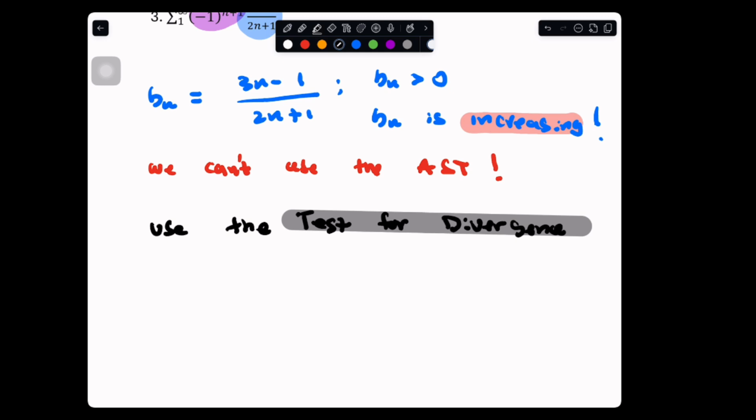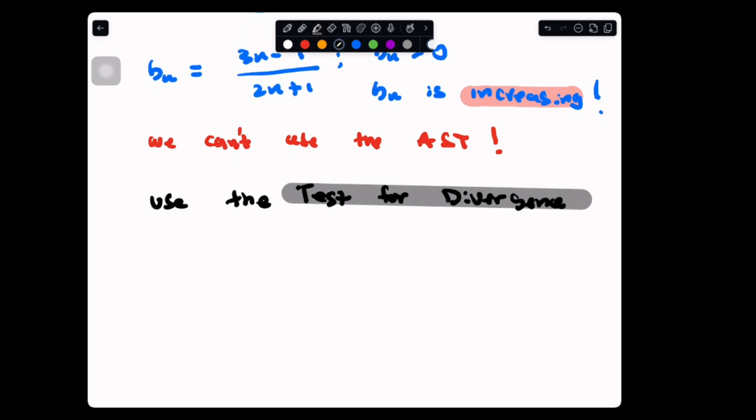This one is big. I've toyed with the idea of creating a separate video and worksheet with everything on the test for divergence, because that's something people forget about. It's in the first section, 12.2, and they forget about the test for divergence and don't know what's going on. So maybe I should make a video separately on it, with a whole bunch of examples.